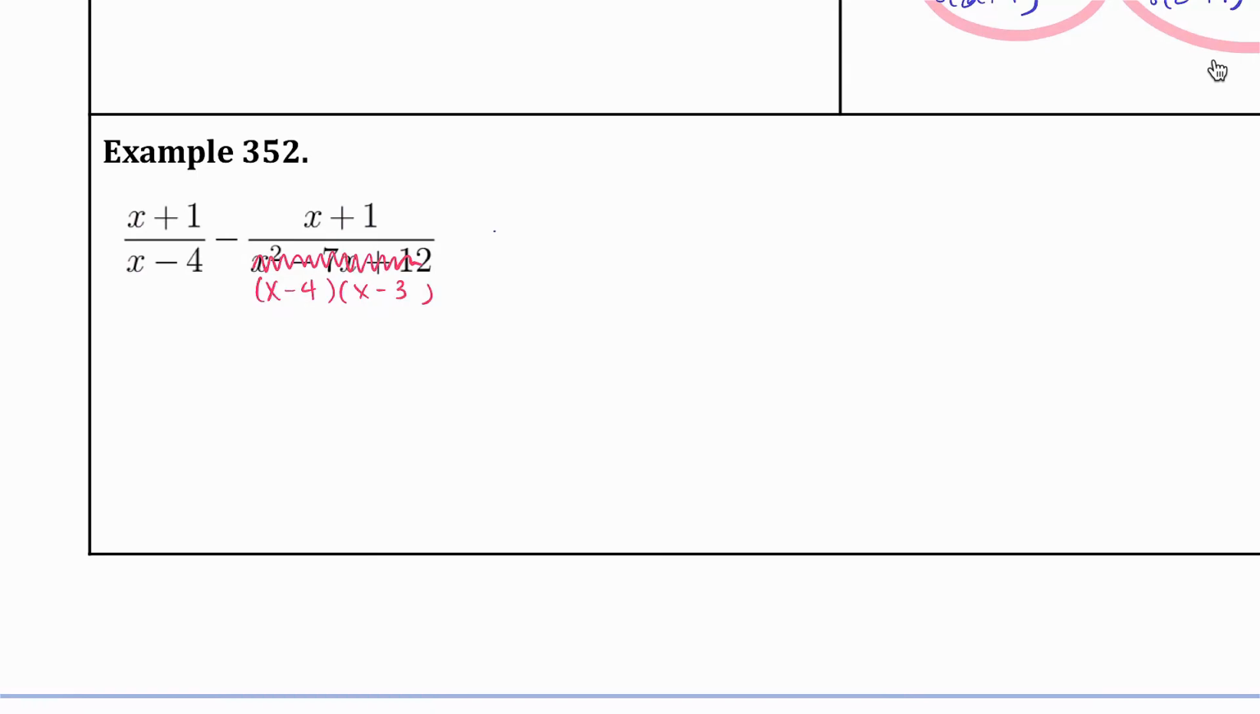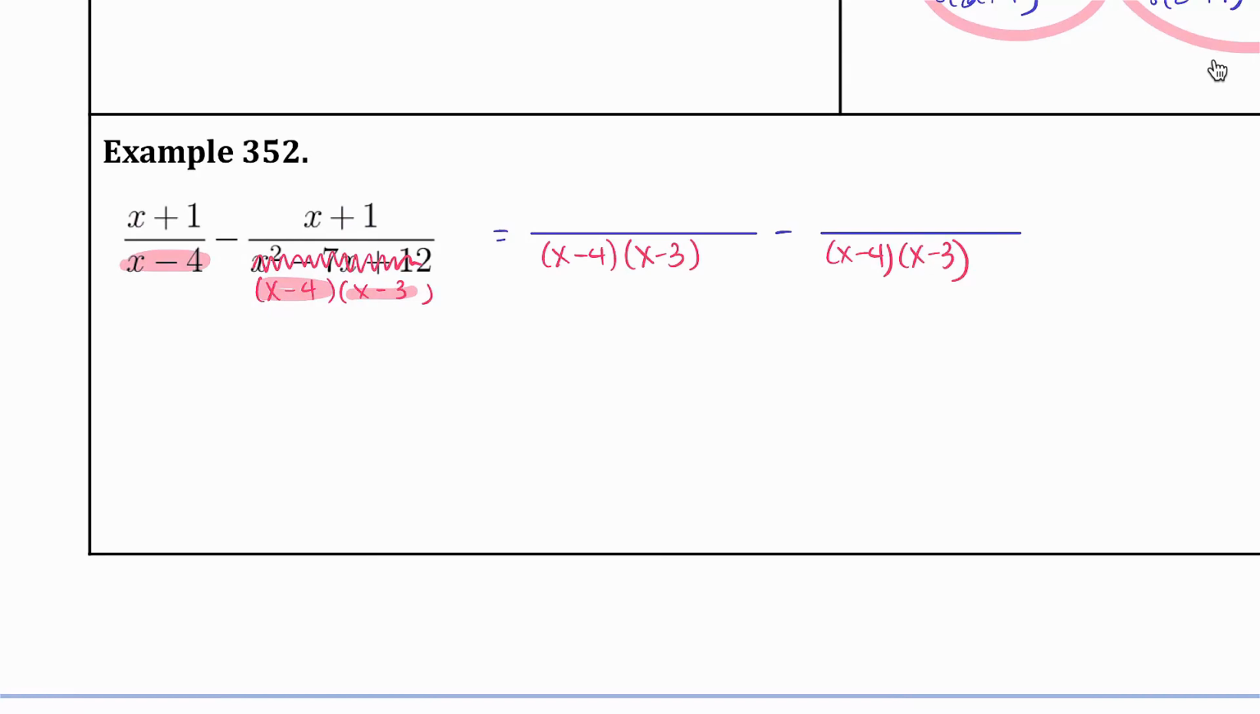Okay, and this helps me see how to change the fractions. Because if we look right here, they both already have x minus 4. So we know that needs to be in our common denominator. But this one also has an x minus 3. So we need that to be included also. So put that in both of them.